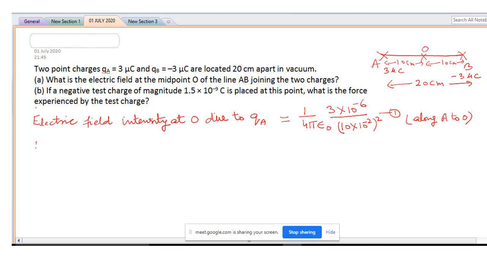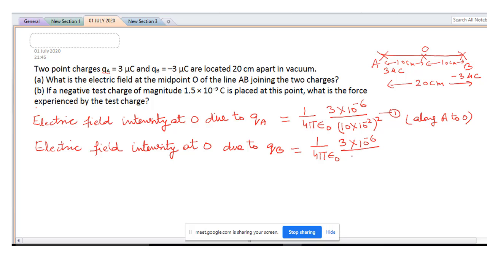And the electric field intensity at O due to QB charge is 1/4 pi epsilon 0 times 3 into 10 to the power minus 6 upon (10 into 10 to the power minus 2) square, equation 2, and direction along O to B, because this is a negative charge.